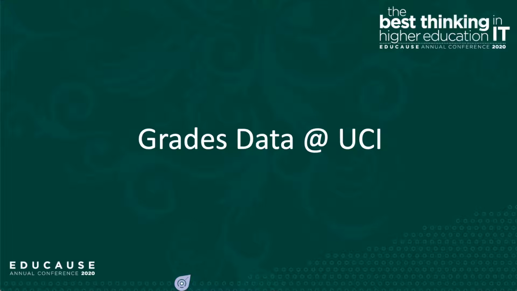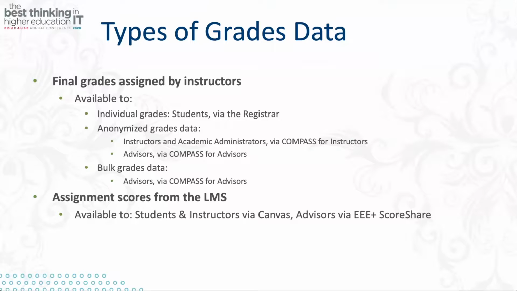All right, so now let's jump in and talk about grades data here at UCI. We provide two different types of grades data to our end users. There are the final grades assigned by instructors, which are available in individual forms to students. They can see their own grades. Anonymized versions are available to instructors and academic administrators via some of our reports for COMPASS, as well as advisors via COMPASS for advisors, and then bulk grades data available to advisors via COMPASS for advisors.